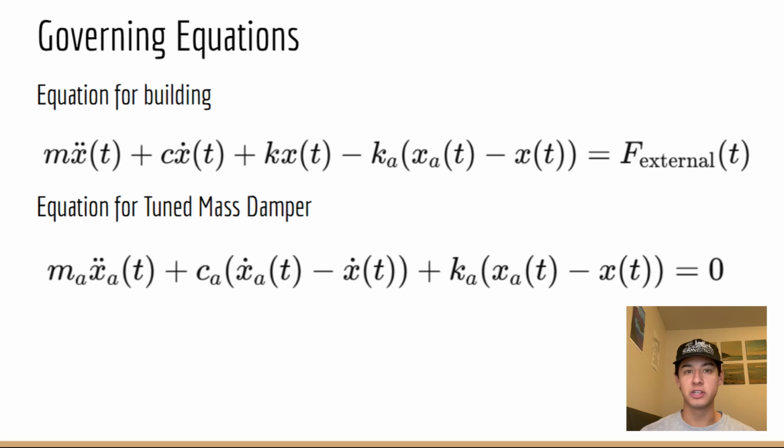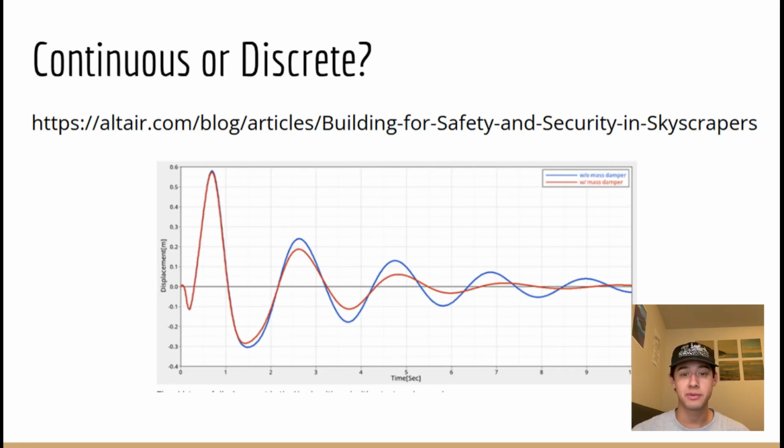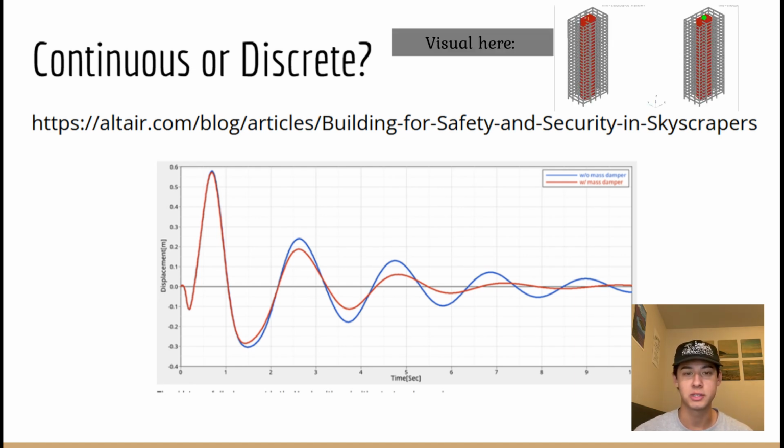energy is dissipated efficiently. The tuned mass damper system is continuous as it evolves over time in response to external forces, which is described by the differential equations previously explained. This can also be seen in this visual, where there is smooth and continuous movement from the buildings.